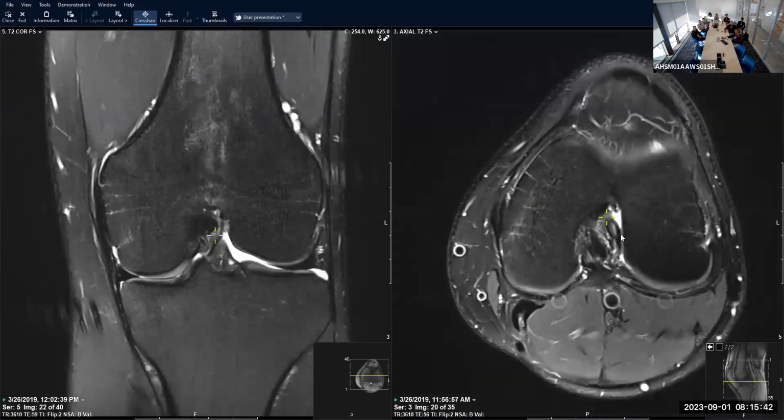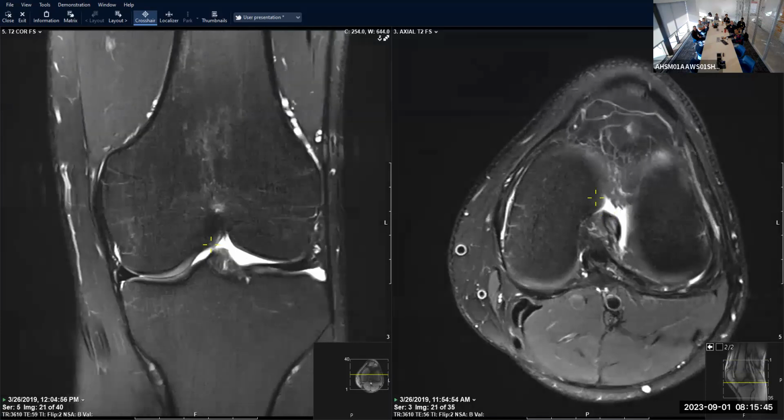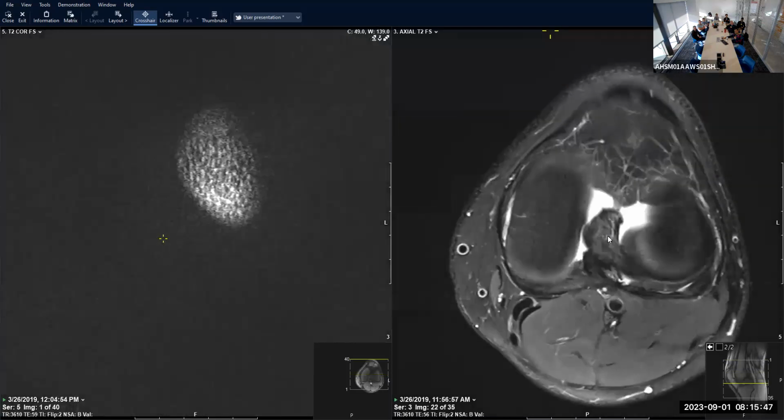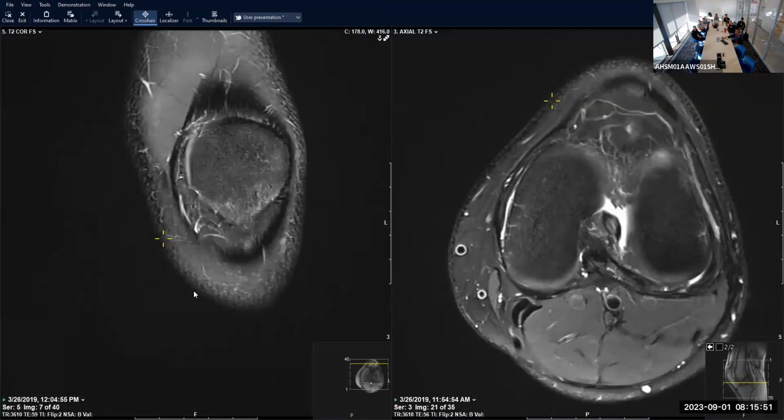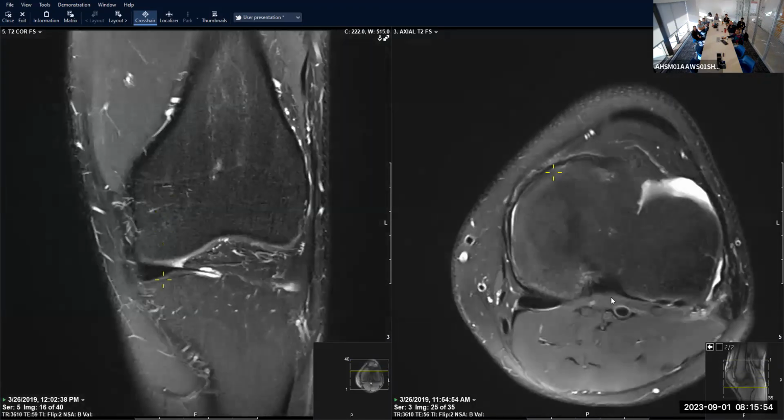And I like to watch it as I'm scrolling down, making sure all the fibers are homogeneous and have a nice linear morphology rather than being disrupted. Most ACL tears are pretty obvious, but sometimes they're not.